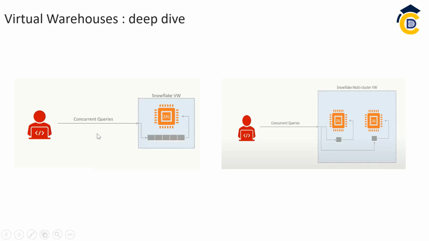So concurrent queries. These are your queries which are concurrent. This is a single cluster warehouse. These are your queries which are queued up, and this is a single cluster, and these are 2 clusters. It says Snowflake multi-cluster warehouse. So if it's a single cluster, the concurrent queries which are queued up will wait for the resource to get free. But if you have multi-cluster, if this one is busy, those other queued-up concurrent queries will be diverted to the other cluster. So they will not have to wait.